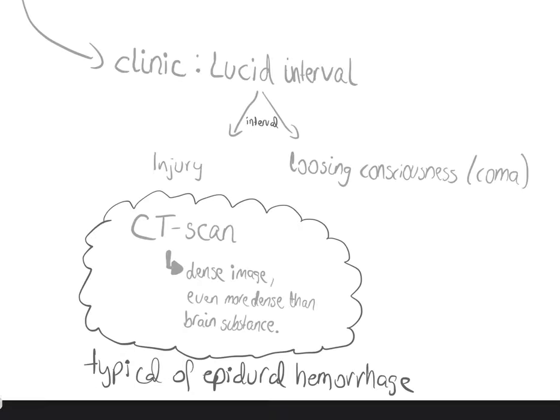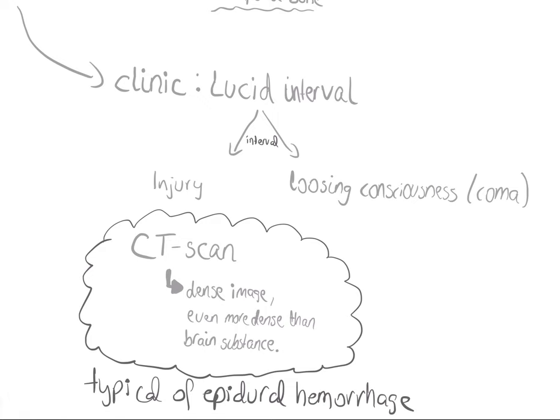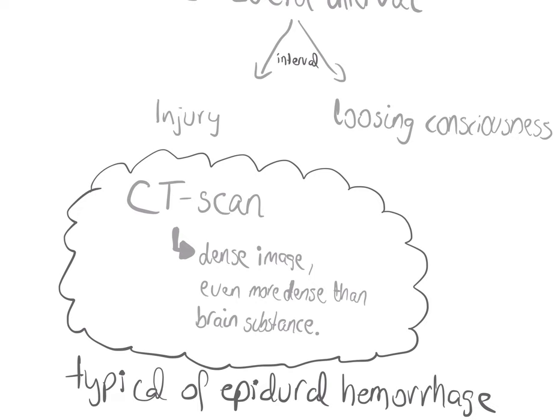And if you suspect epidural hemorrhage, you do a CT scan. In the CT scan, you see a dense image, and that area of epidural hemorrhage is denser than the brain substance. So it is a typical sign of epidural hemorrhage.